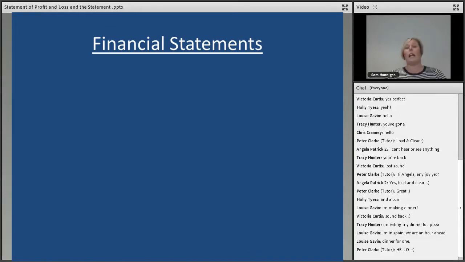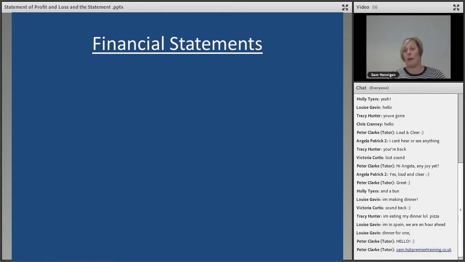Okay then, so your financial statements. Your financial statements are important for all businesses. This is where we get information from on basically how the business is performing. And it's important to make sure, as accountants and bookkeepers, that this information is accurate.